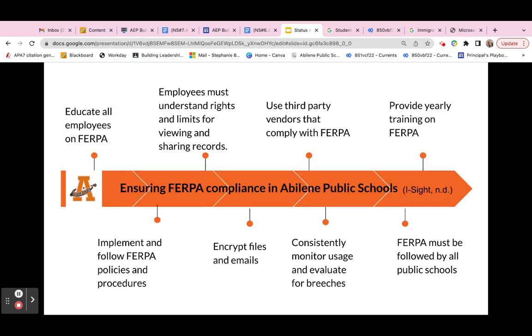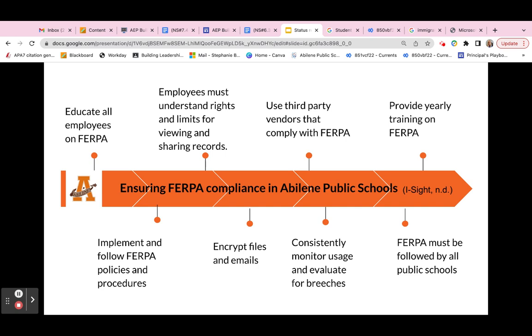Making sure that we are FERPA compliant in Abilene public schools. We, as a district, need to make sure we are educating all employees on FERPA, that employees understand rights and limits for viewing and sharing records, and that if we are using third-party vendors, they comply with FERPA as well. It's important that we provide yearly training on FERPA, implement and follow FERPA policies and procedures, encrypt files and emails that we are sending with student data in them, and consistently monitor usage and evaluate for breaches, so that we, again, are protecting our students.